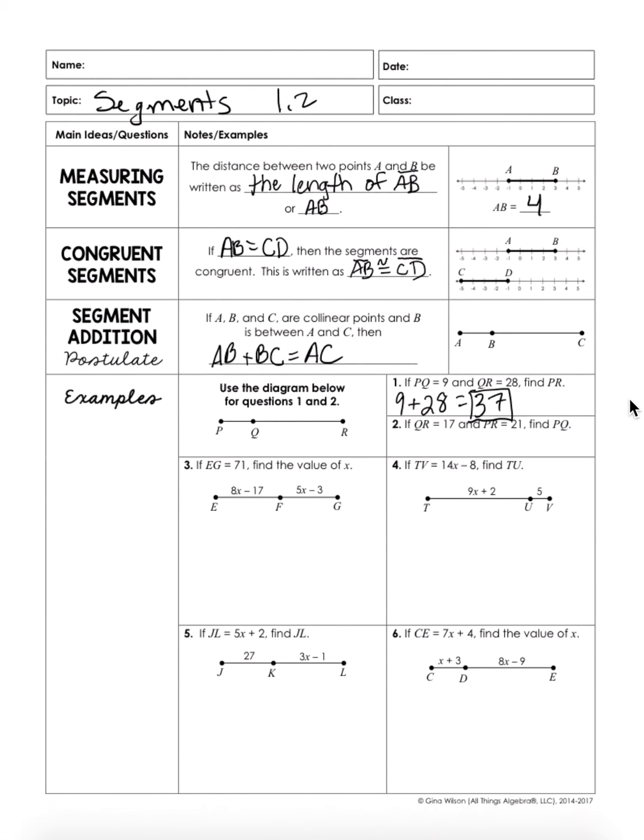Okay, so for this number 2, if I know that QR is 17 and I know that the whole thing is 21, how could I find the missing part? Well, I could say PQ plus 17 equals 21. Subtract 17 from both sides to get PQ equals 4.